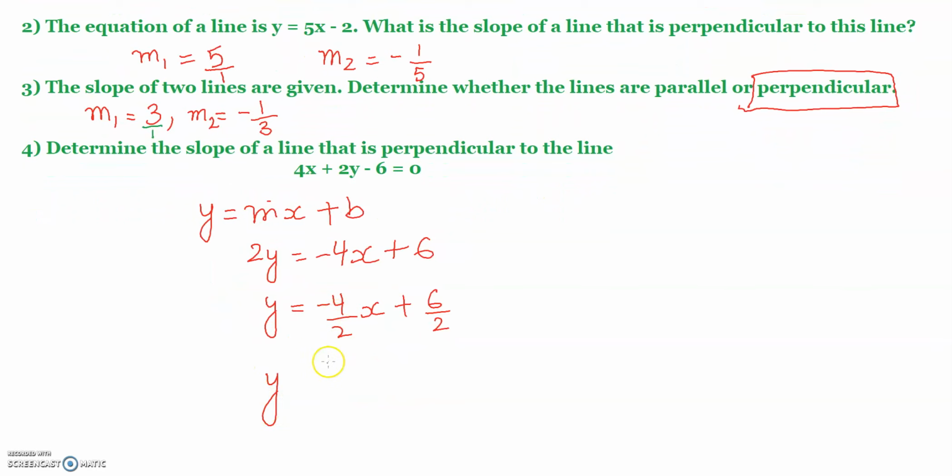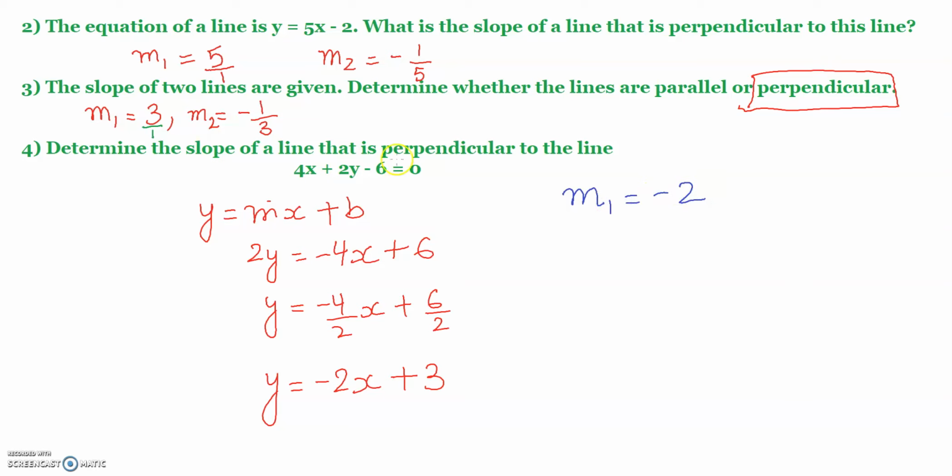So negative 4 divided by 2 is negative 2x. 6 divided by 2 is 3. Now we can see the slope. I can write on the side: the slope of the first line is given, which is negative 2 after rearranging.